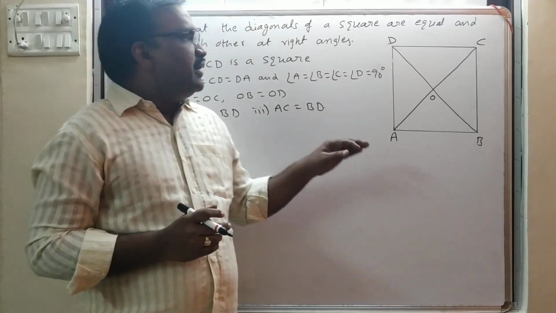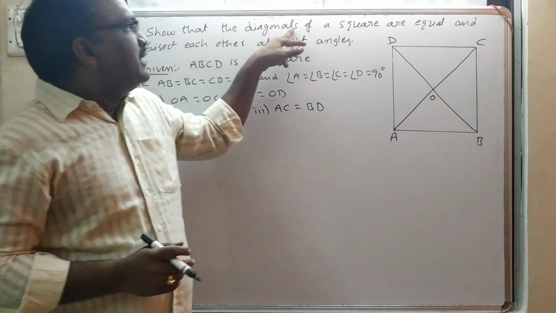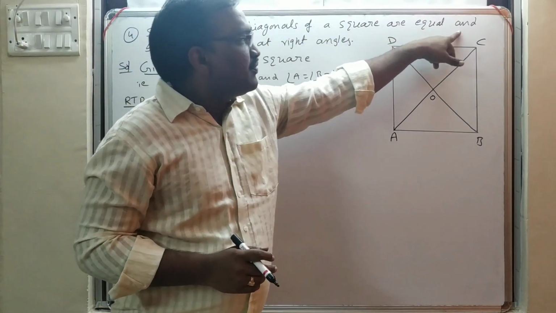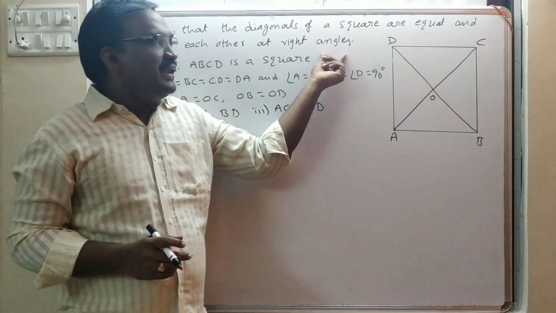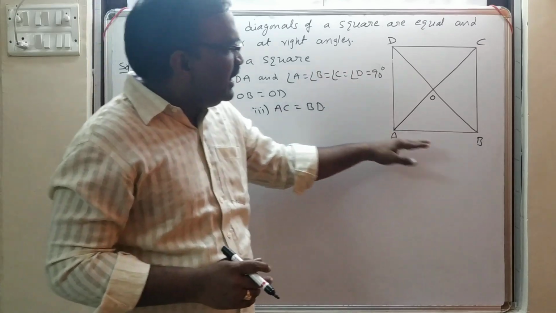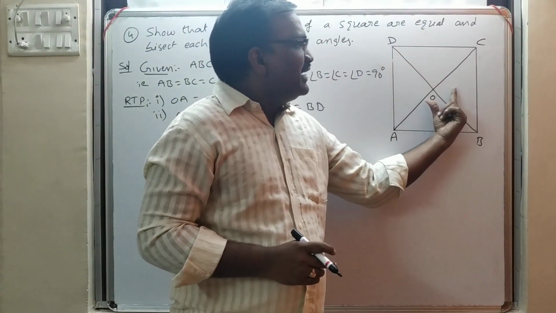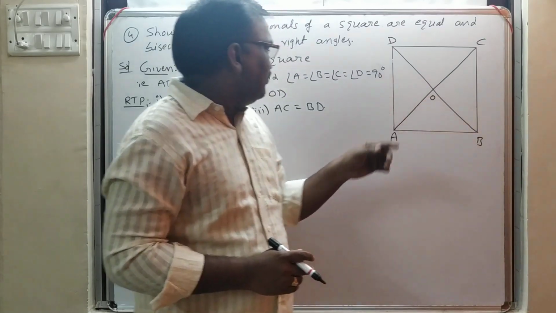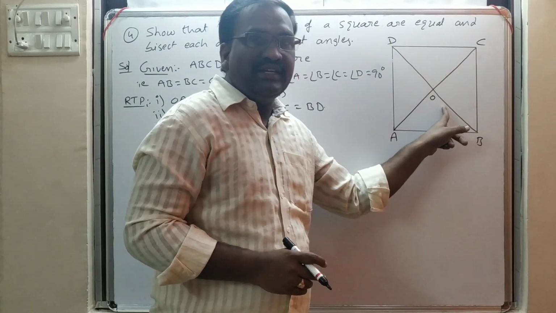Children, next problem. Show that the diagonals of a square are equal and bisect each other at right angles. So take one square ABCD. In this, prove that diagonals are equal. So one is AC is equal to BD, and diagonals bisect each other.